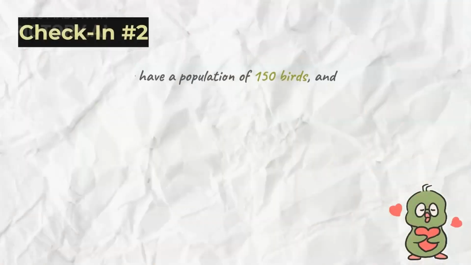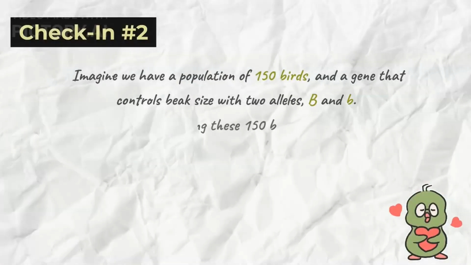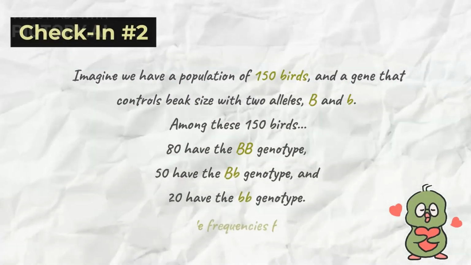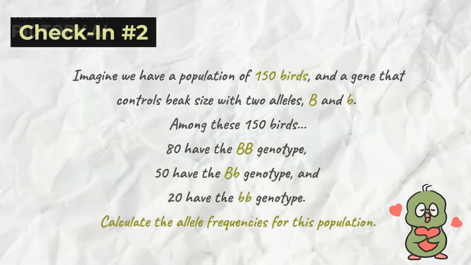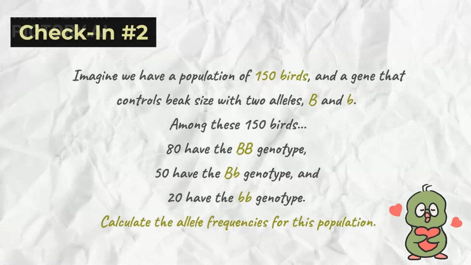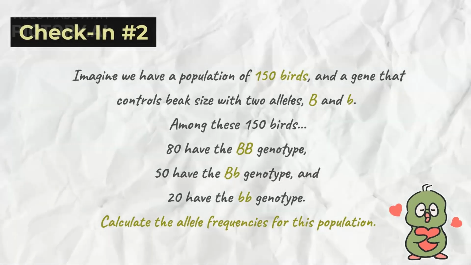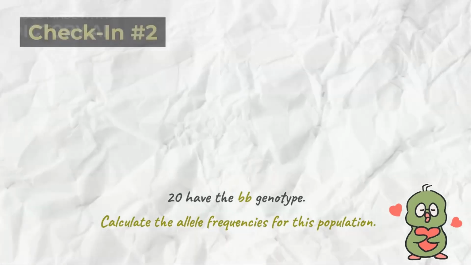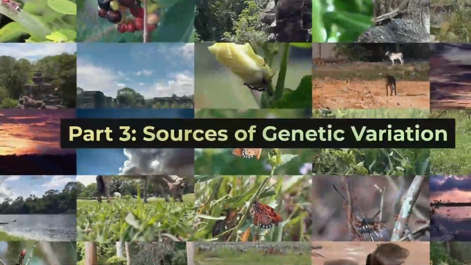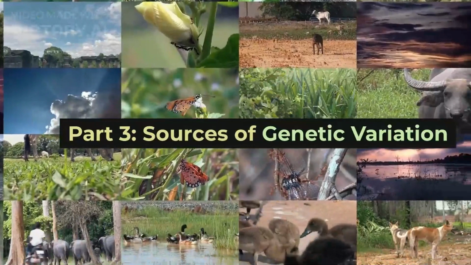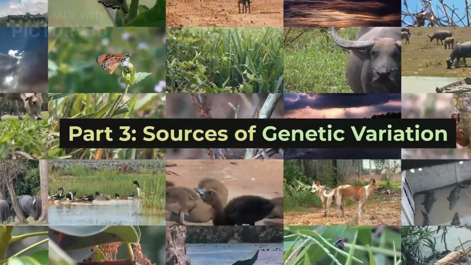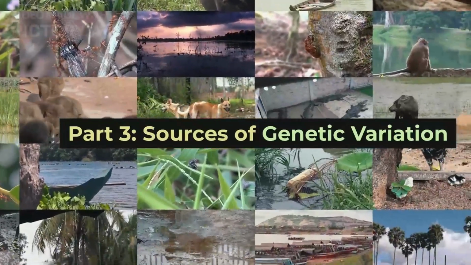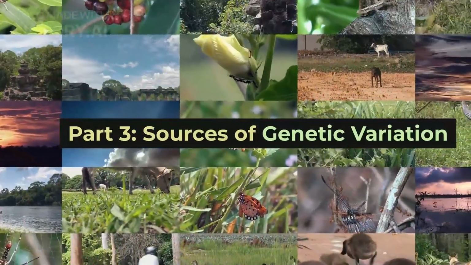All right, now, as your next checking question, you give it a try with the scenario presented on your screen. Feel free to pause before moving on. Keep these practice calculations handy, as we are going to revisit them later in this lesson to help determine whether or not a population is experiencing evolution. Okay? In the meantime, though, now that we understand allele frequencies, let's explore the sources of genetic variation in a population.